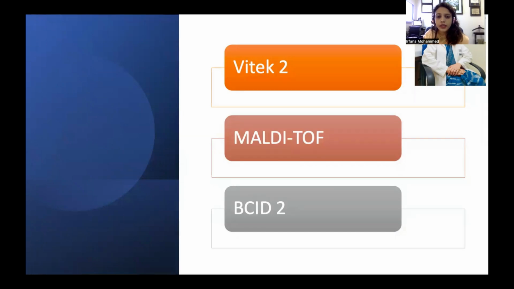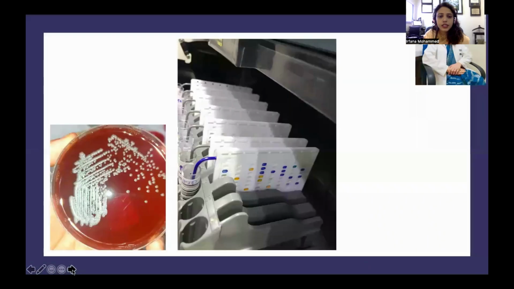So first one is Vitek2, second is MALDI-TOF, third is the BCID2. So we'll discuss each thing in detail.